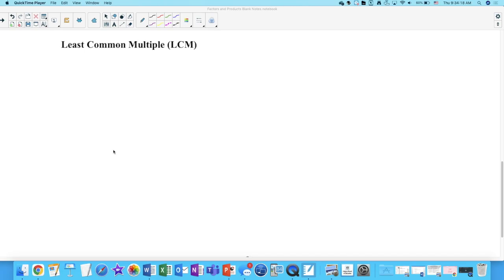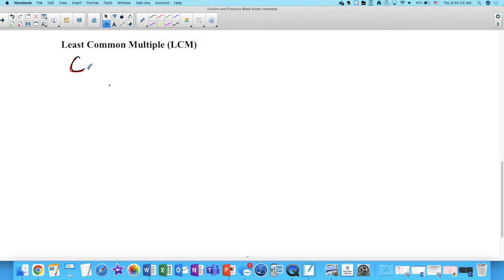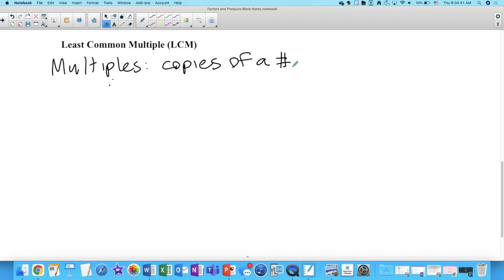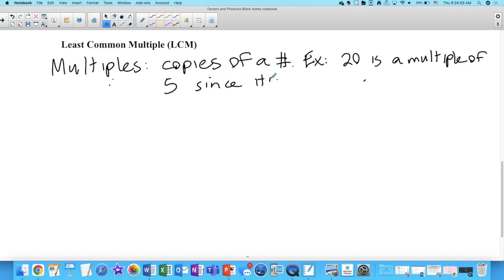Let's switch to black. Copies. So multiples are copies of a number, right? So for example, 20 is a multiple of 5 since it's 4 copies of 5. Okay?